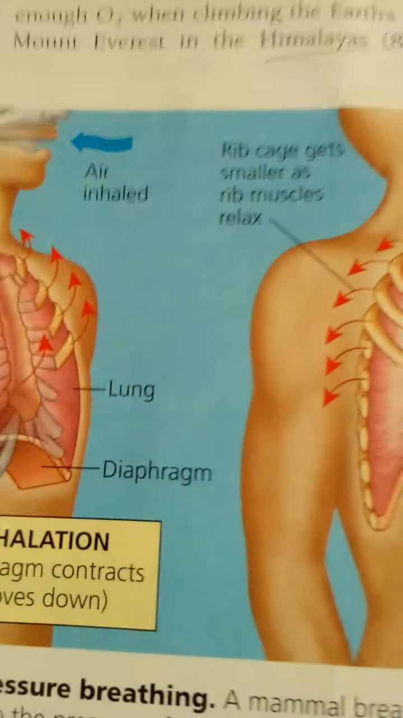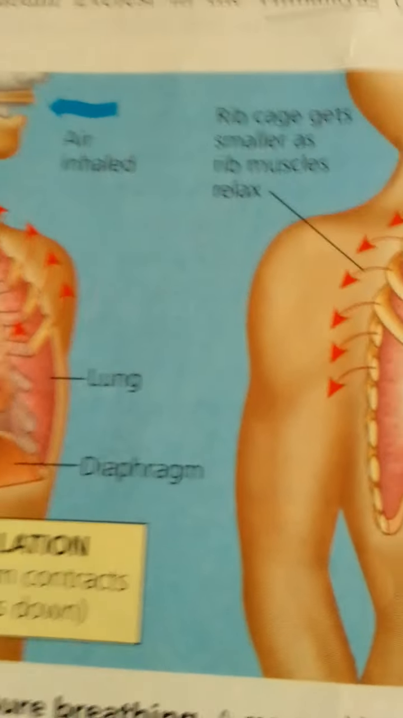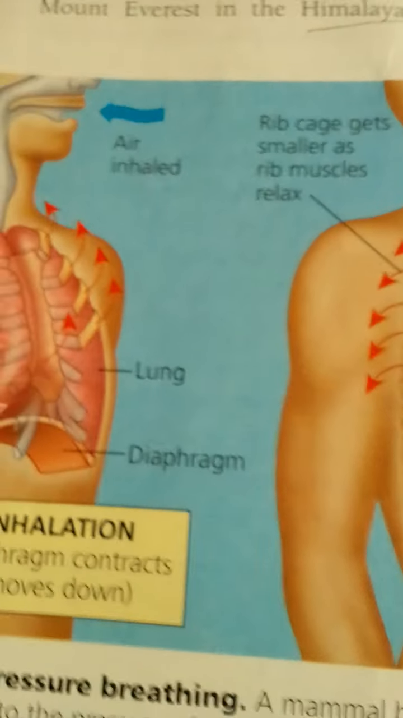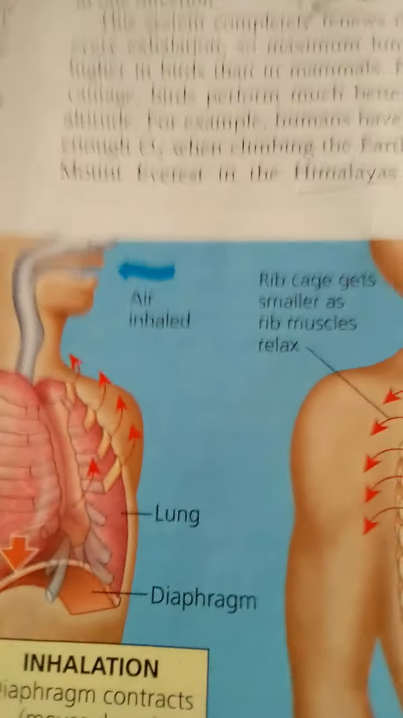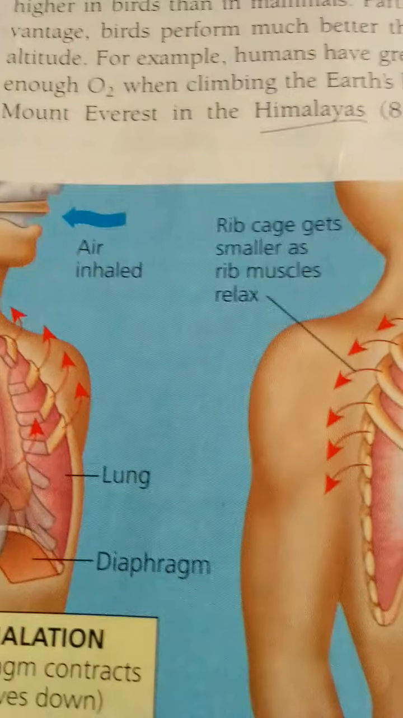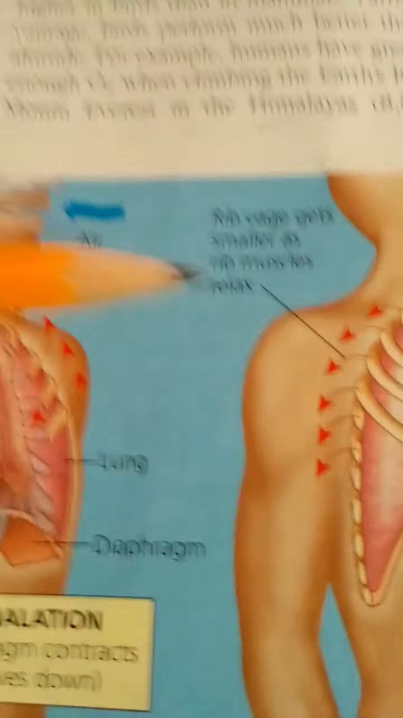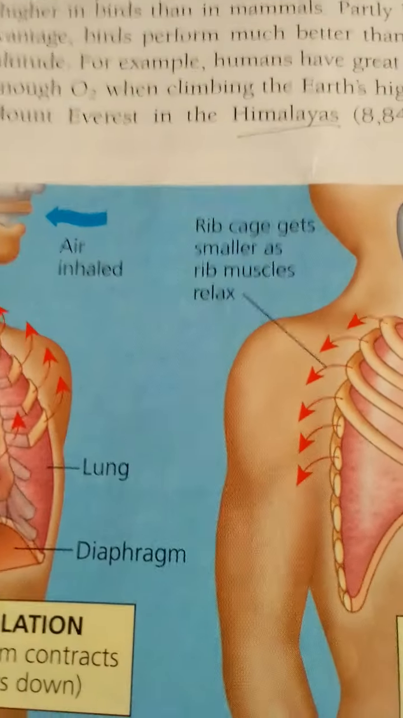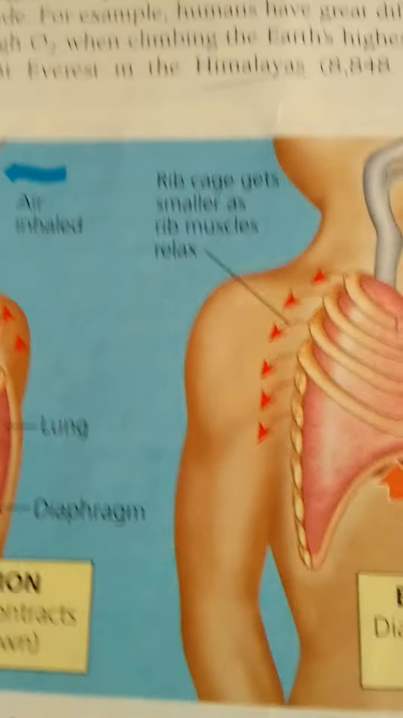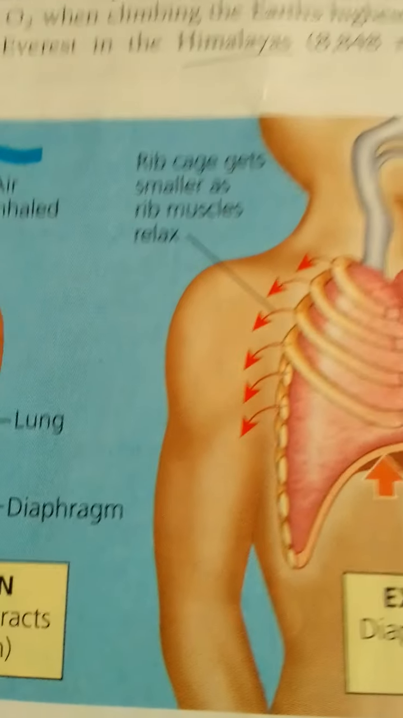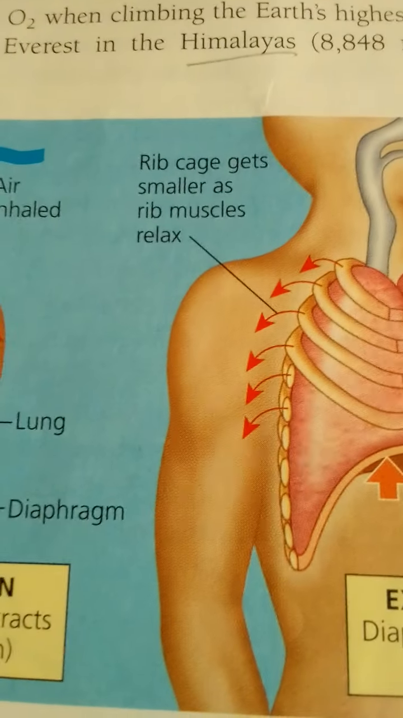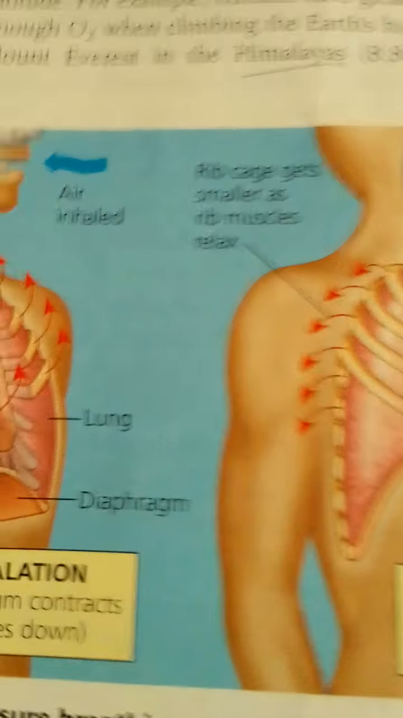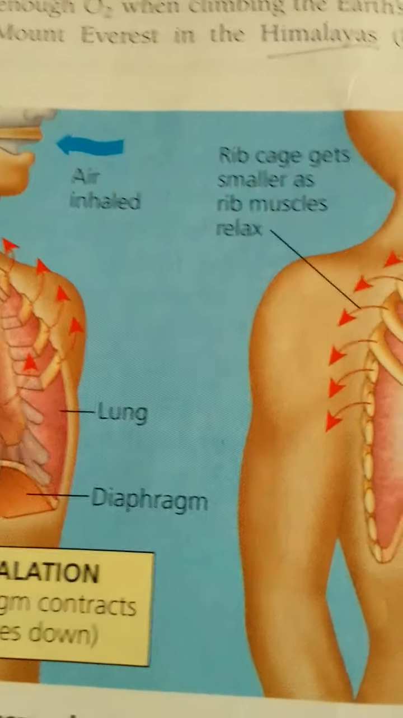All these changes increase the lung volume, and as a result, air pressure within the alveoli becomes lower than atmospheric pressure, because gas flows from a region of higher pressure to a region of lower pressure. Air rushes through the nostrils and mouth and down the breathing tubes to the alveoli.